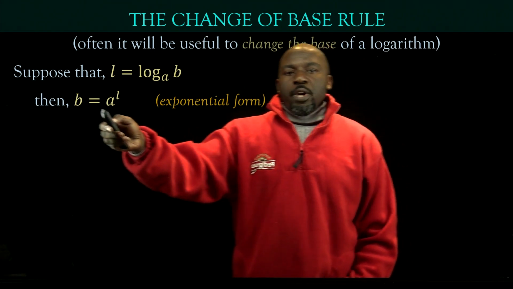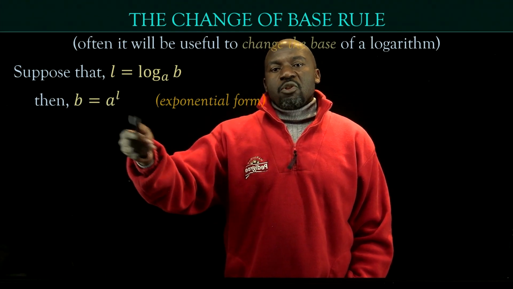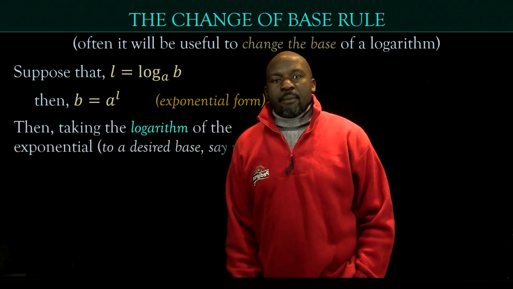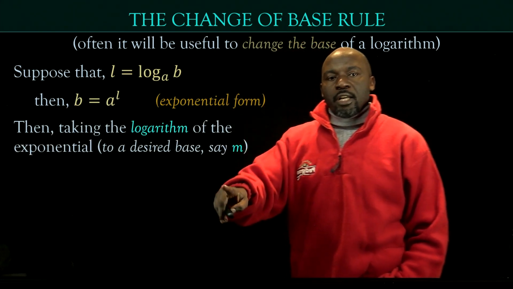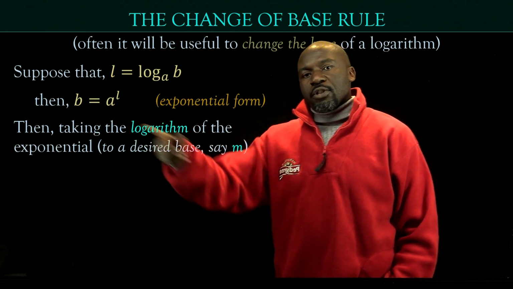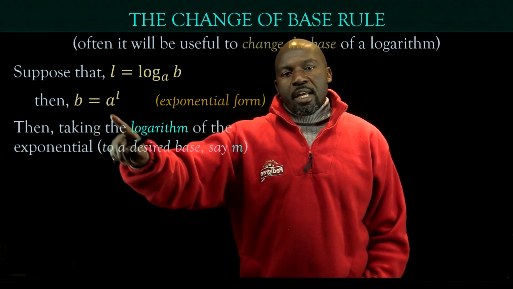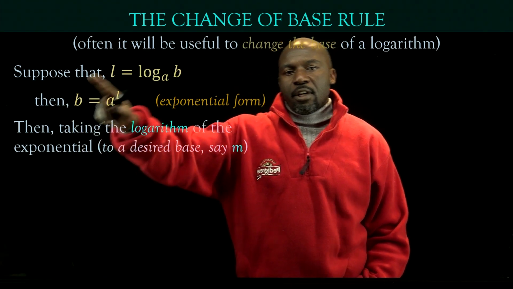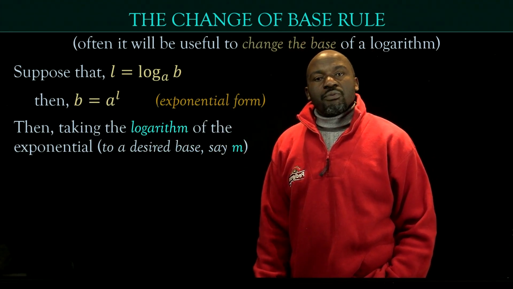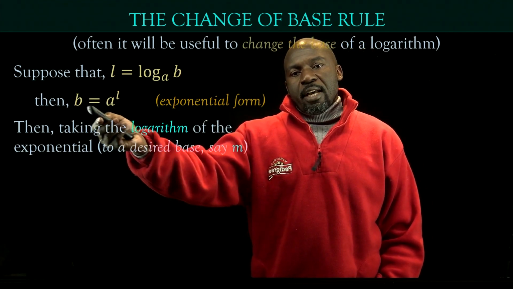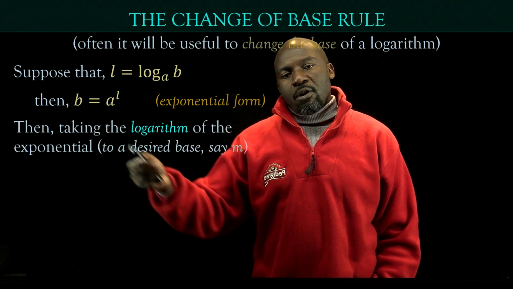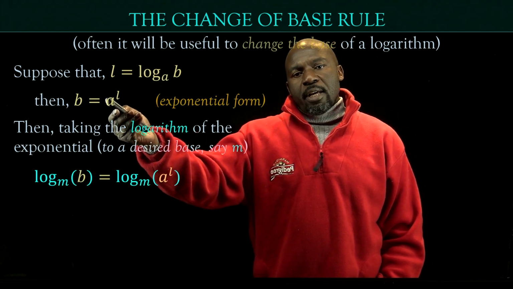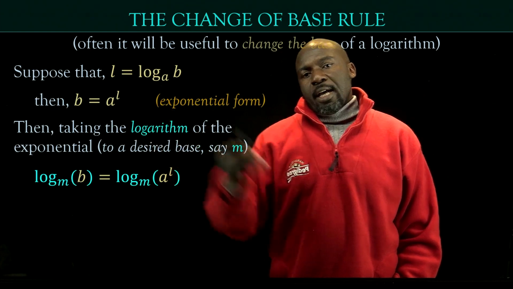Once we've done that, we can now take the logarithm to any other base we feel like. So let's say base m or base k, whatever you choose. I'm going to take log to base m of both sides. Taking log to base m means you do it on both sides, right? Whatever you do on the left, we do on the right hand side as well. So if we take the log to base m of both sides, then I have log to base m of b must be equal to log to base m of a to the power L.